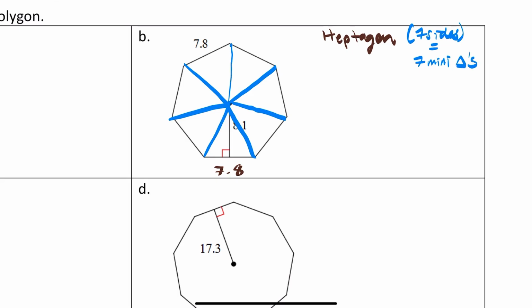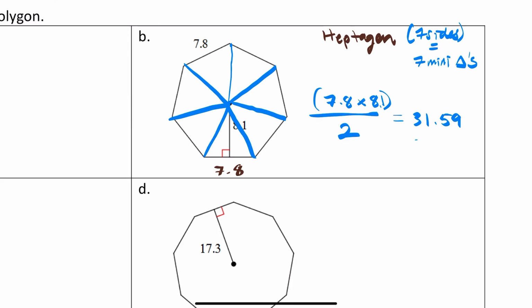And now I can take my apothem, or my height, and my base, and I can solve the area of this first triangle right here. Base times height divided by 2. Pull out my calculator and do that really quick: 7.8 times 8.1 divided by 2. That should give us, I'm going to round that to about 31.59. So I'll do it in the hundredths place for now.